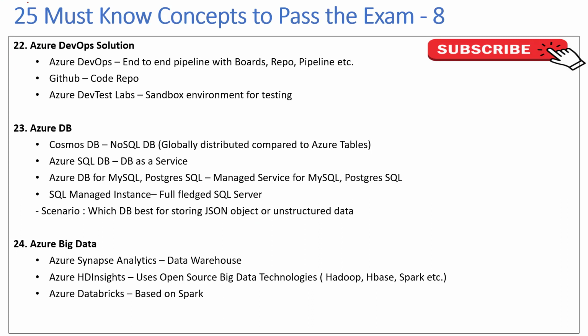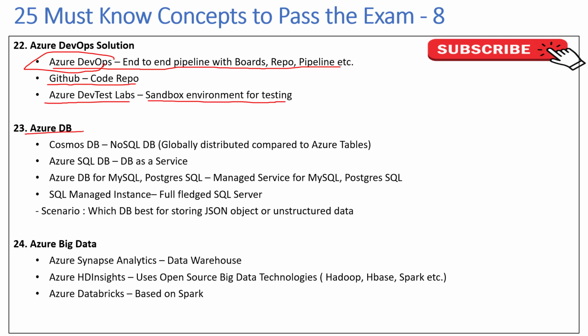Then you need to know about the Azure DevOps solution. Azure DevOps basically is an end-to-end pipeline with boards, repos, pipelines, etc. So that's what Azure DevOps does. Then you have GitHub, which is basically a code repo which Microsoft has taken over. Then you have Azure DevTest Labs. It's basically a sandbox environment for testing.